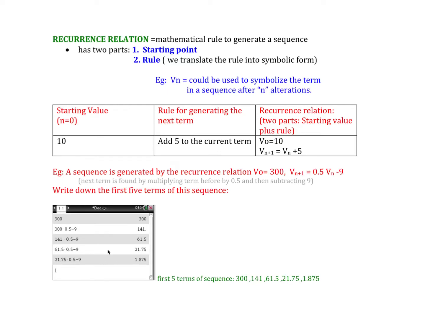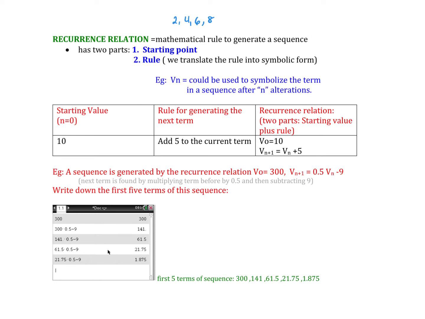Okay, so we've got this thing called a recurrence relation. All that means is that a mathematical rule is used to generate a sequence. So when we had that before, when I had that 2, 4, 6, 8, that's a recurrence relation because there's a rule that's creating the next sequence, okay? So recurrence relation means we're creating a rule to make a sequence of numbers.